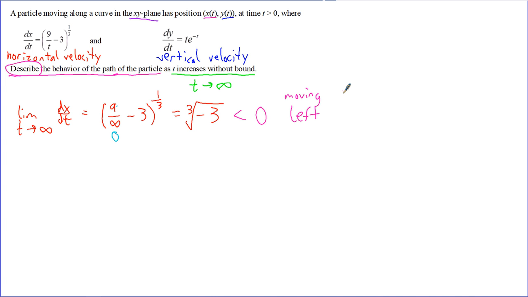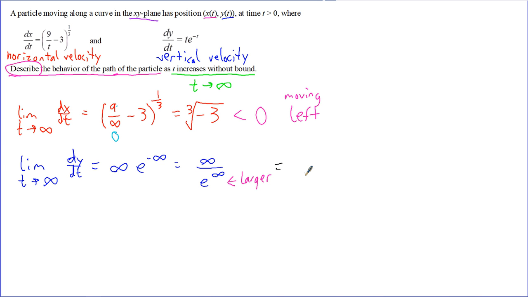Okay. Now let's see what's happening with our vertical velocity. So here if we find the limit as t approaches infinity of dy/dt, substitute infinity, e to the negative infinity. When we have a negative exponent, it'll be easier to analyze if we turn it into a positive exponent. Move it to the denominator, so that's the same as infinity over e to the infinity. And we've got a polynomial, infinity, versus an exponential, e to the infinity. So this is much larger. And because that's much larger, on the denominator, we end up getting 0.